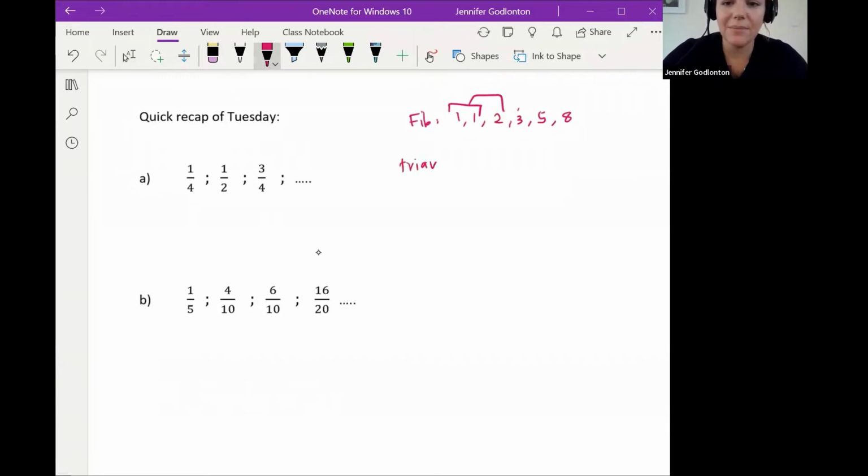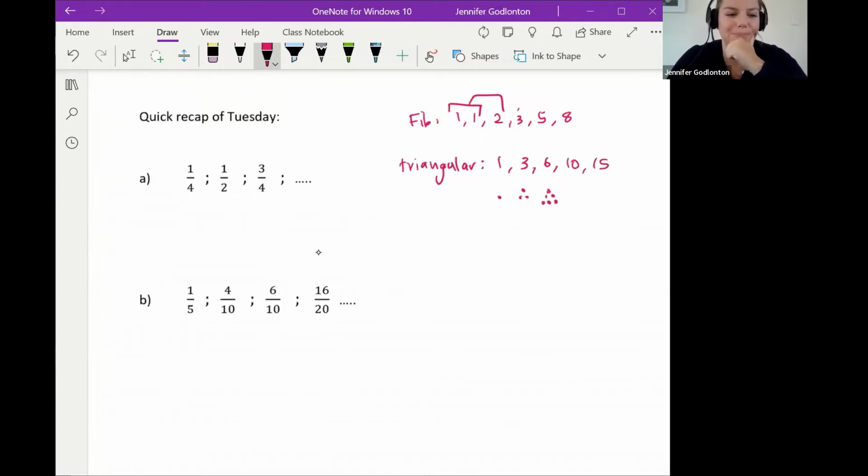We have triangular numbers. Can anyone tell me what that triangular number sequence looked like? What were those numbers? Or if we can't remember them, how could we draw them out to figure out what they were? 1, 3, 6, 10, 15, 21. Beautiful. Do you remember how we found those? We used dots to draw little triangles. Good. What was another way that we could find the numbers without the dots?